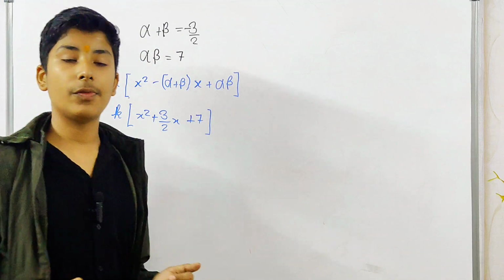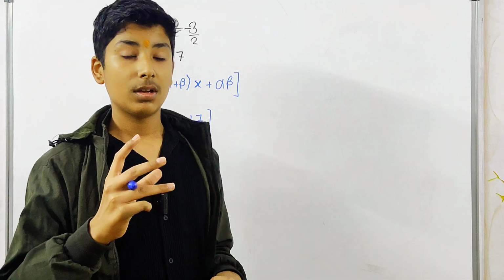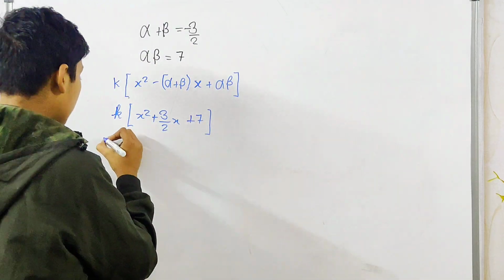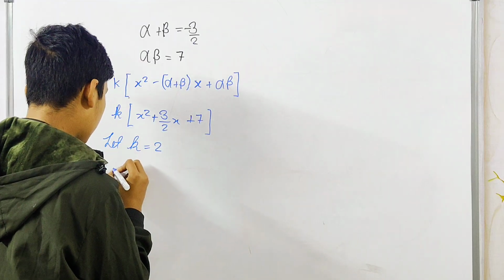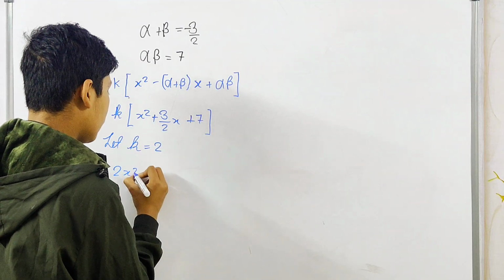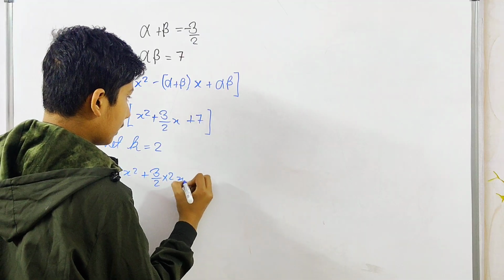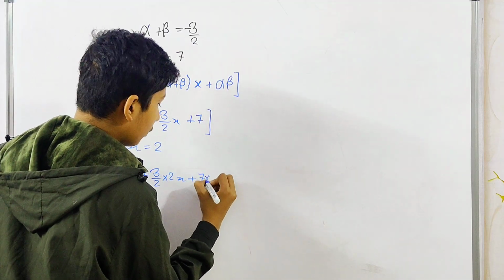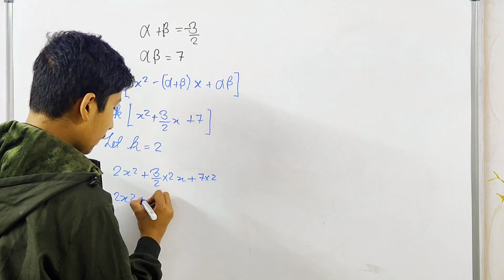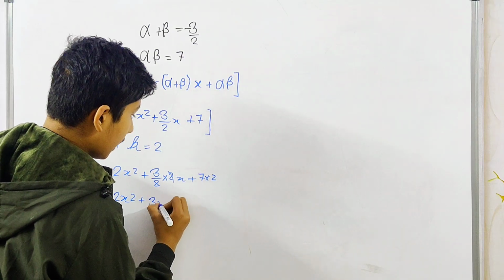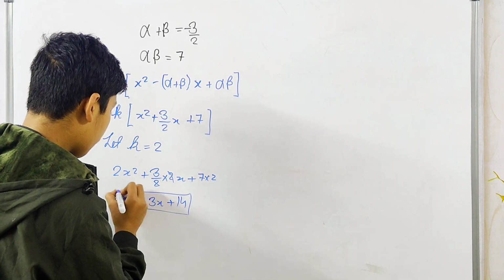Now some students will want to remove this 2 from the denominator because it looks weird. So what we do, let k equal 2, so it would be 2x square plus 3 by 2 into 2x plus 7 into 2. Okay, so it will be 2x square plus, 2 cancels, 3x plus 14. This is the final polynomial.